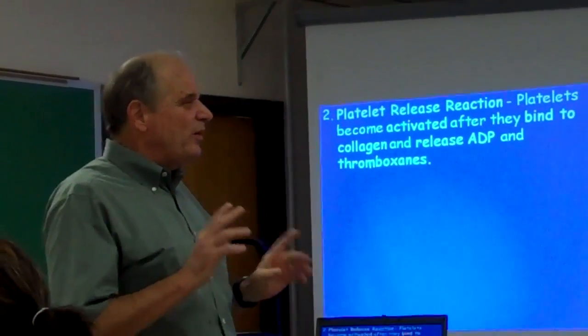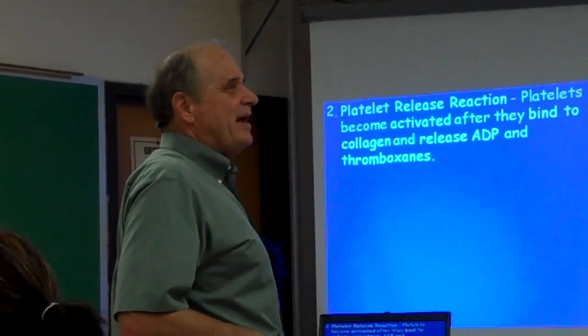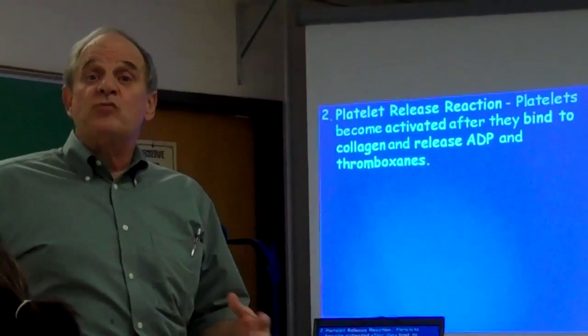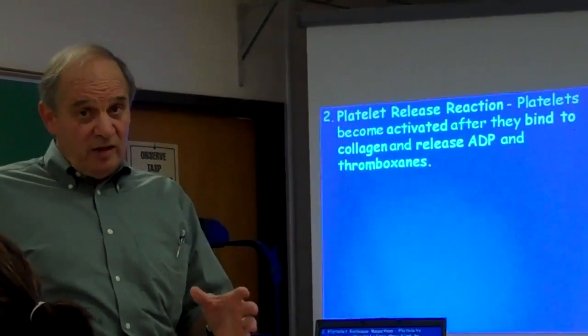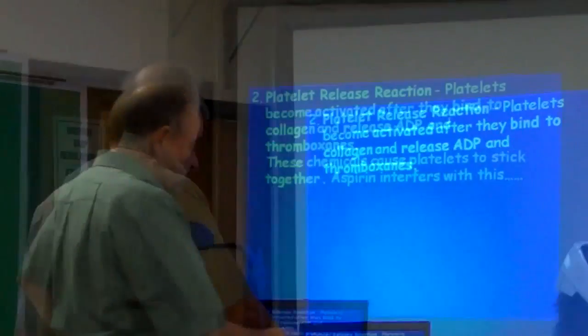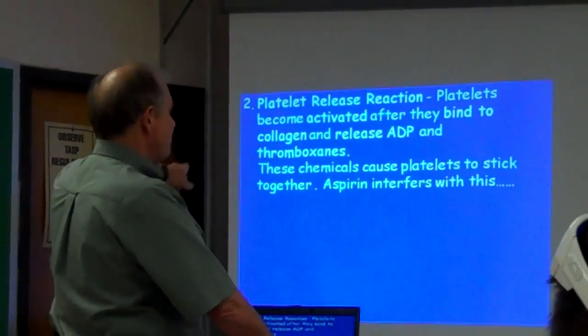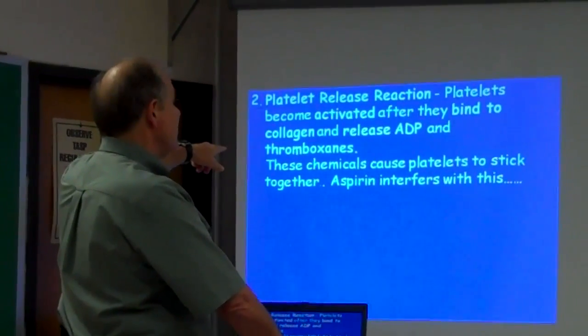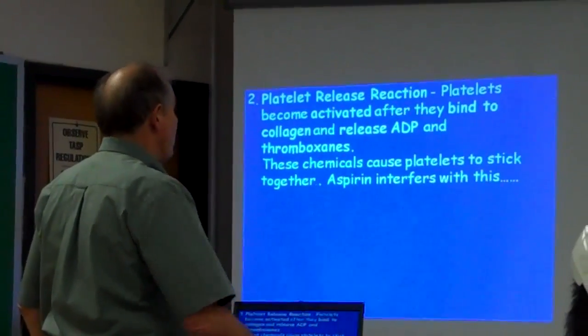And so we really talk about that when we talk about anticoagulants, Coumadin, and when we talk about AFib, atrial fibrillation, and these blood clots that can form. And it's very important, very serious. These chemicals cause platelets to stick together. Aspirin interferes with that. Aspirin interferes with what?